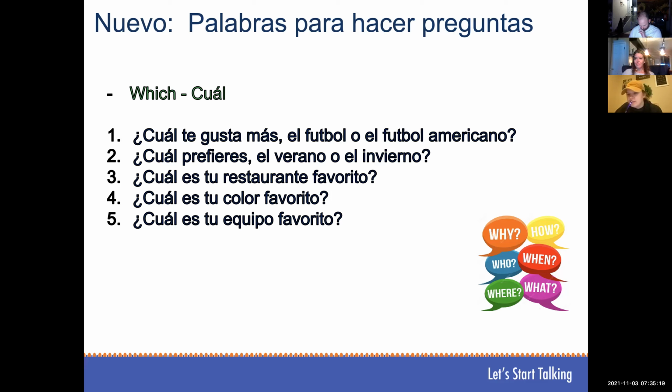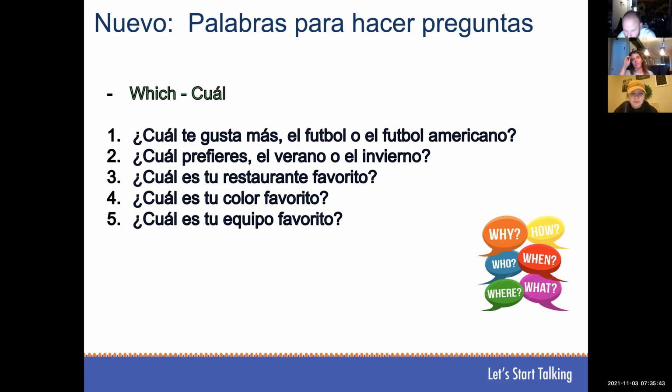Mi restaurante favorito es, that's hard. Cheesecake Factory. I'll just commit to that for the rest of the class. ¿Cuál es tu color favorito? Mi color favorito es azul.